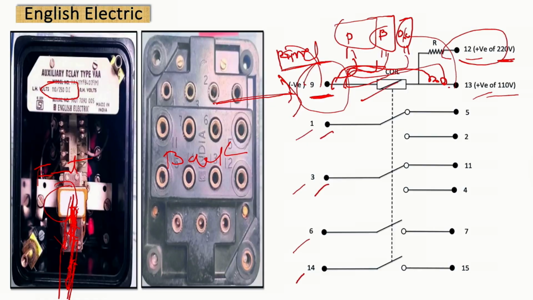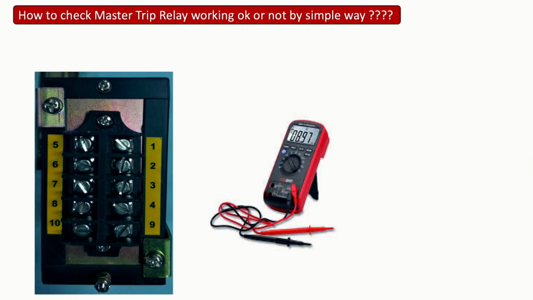These two contacts are common contacts. That means one will be common, and you can use either NC or NO. Okay, there will be 3 common contacts here. You can use 11 or 4 NC and NO depending on your requirements. And 6 and 7 is individual, and 14 and 15 is also individual.